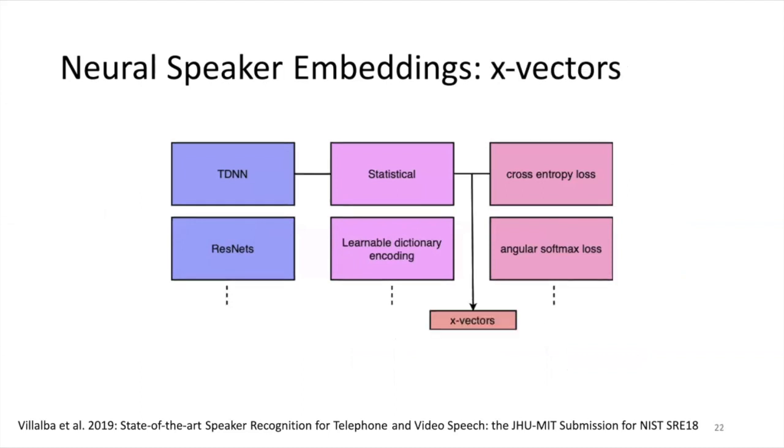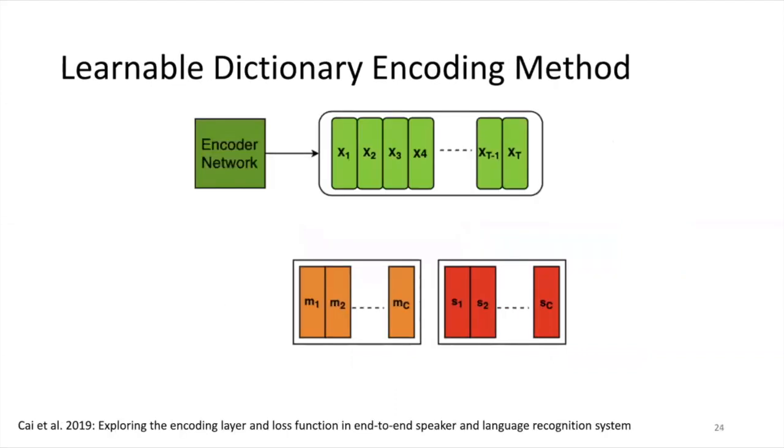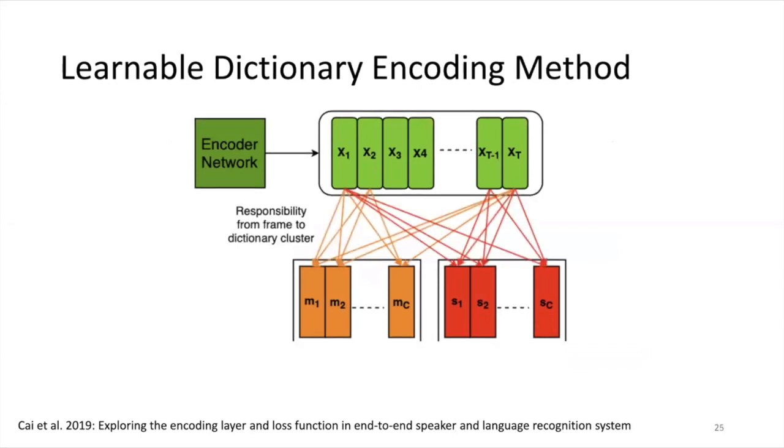The conjunction of a TDNN, statistical pooling, and cross entropy loss produces X vectors. The conjunction of the ResNets, the learnable dictionary encoding layer, and the angular softmax loss produces the LDEs. Here we explain what the learnable dictionary encoding method is. This method summarizes the frame level representation X to a fixed size embedding by mapping these X to a dictionary with a predetermined number of clusters. Each frame X is softly assigned to these clusters by computing the Euclidean distance. And we do this for every frame.